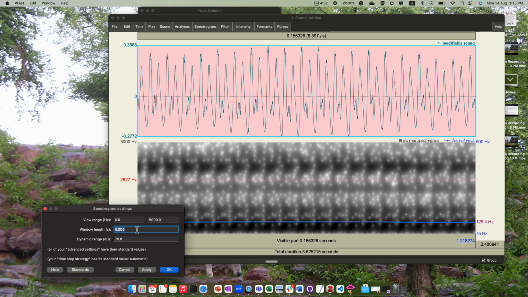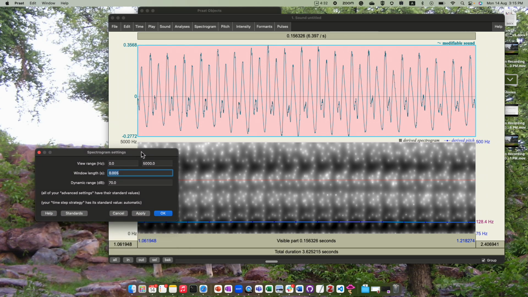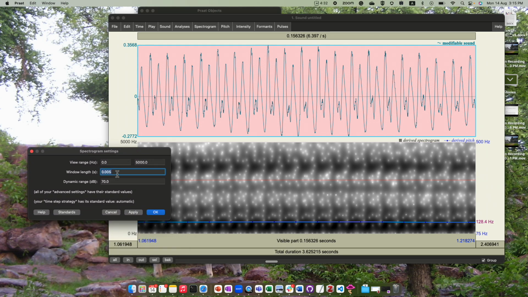It's too small, no? I don't know how to make it larger. It is 0.005 seconds, which means 5 milliseconds. What is the window length? 5 milliseconds. If I change the window length, what will happen? If I make the window length larger, what will happen to my STFT?